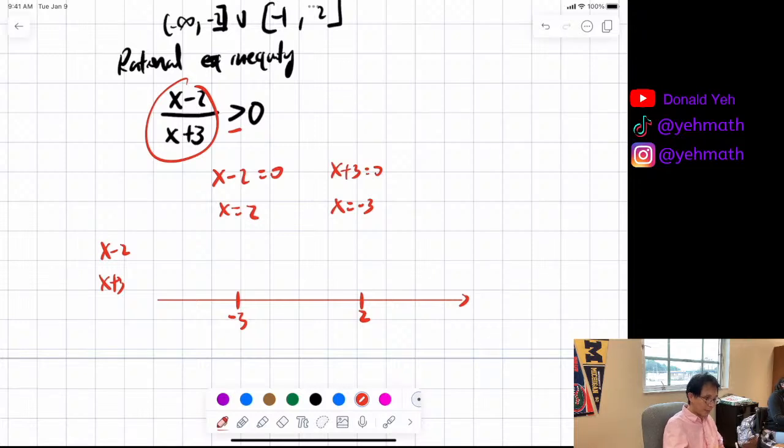So at -4, I'm going to plug in: -4 minus 2 is negative, -4 plus 3 is negative, so it's going to be positive. If I plug in 0: negative, positive, negative. If I plug in 3: positive, positive, positive. Where's the answer? Good, but can you tell me what an interval is? Be careful. I'm telling you, be careful here.